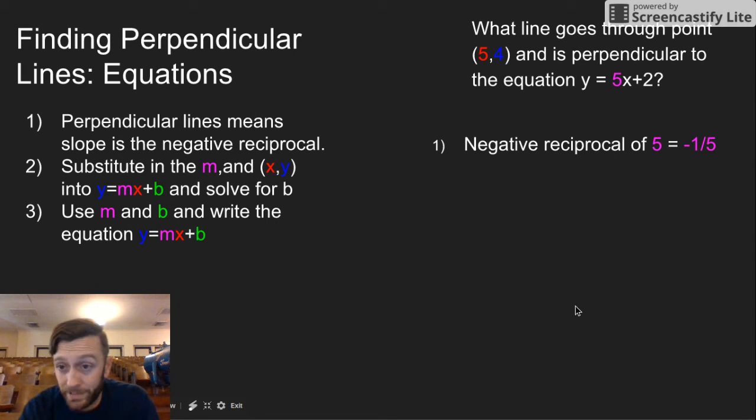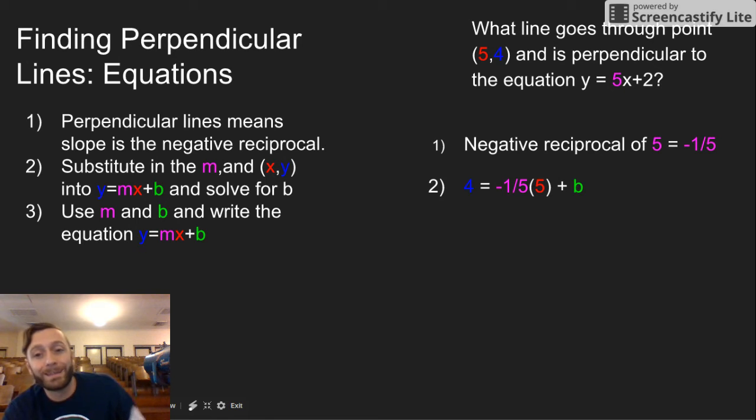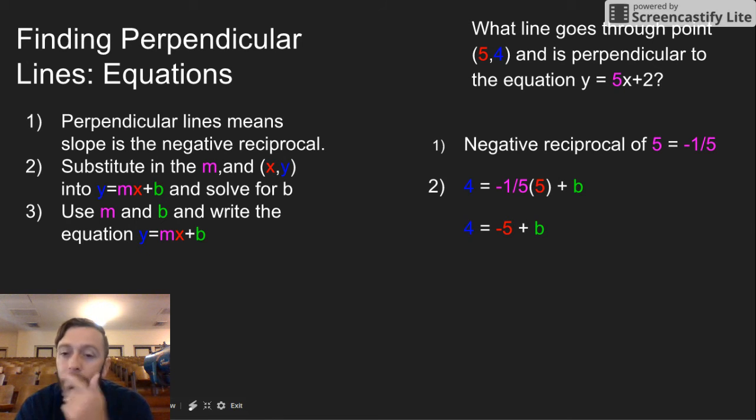So there we go. Then step 2, we just put that negative 1/5 and our xy values, 5 and 4, into the equation y equals mx plus b, and we get 4 equals negative 1/5 times 5 plus b. Negative 1/5 times 5 is negative 1, not negative 5.